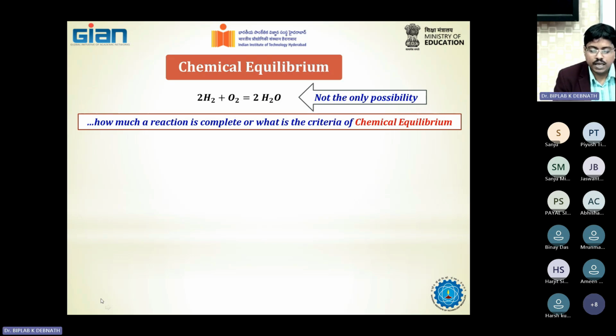So how complete a reaction is, or what the criterion of chemical equilibrium is, that means how far your reaction is complete or not, as we observe from a general chemical reaction, is actually understood from the chemical equilibrium condition. Now, to understand the chemical equilibrium condition, we will describe it in two stages.